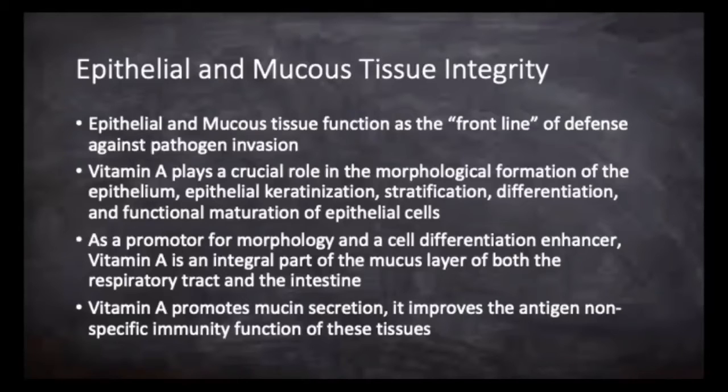Now, vitamin A, bullet number 2, plays a crucial role in the morphological formation of the epithelium, epithelial keratinization, stratification, differentiation, and functional maturation of the epithelial cells. Okay, what does that mean? In English, what that means is that vitamin A is literally used to create the wall. Think about it as the thing that produces cytokeratins, which are the building blocks of protecting your cell walls.